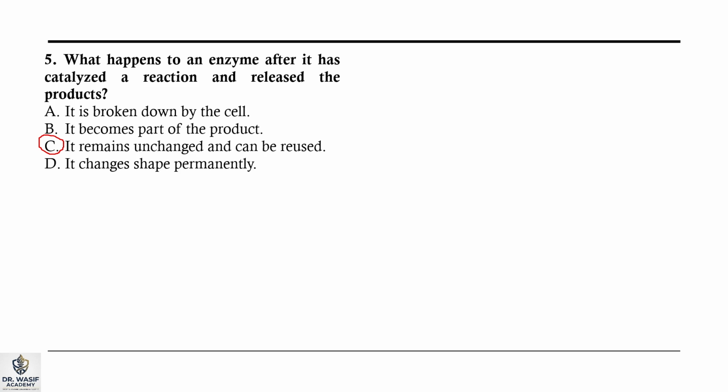Now let's look at why the other options do not hold up. It is not broken down immediately, because cells reuse enzymes thousands of times to save energy. And it never becomes part of the product, because new products are formed from this reaction, and the enzyme is not the product. Lastly, it does not change its shape permanently because it has to react with other substrates.